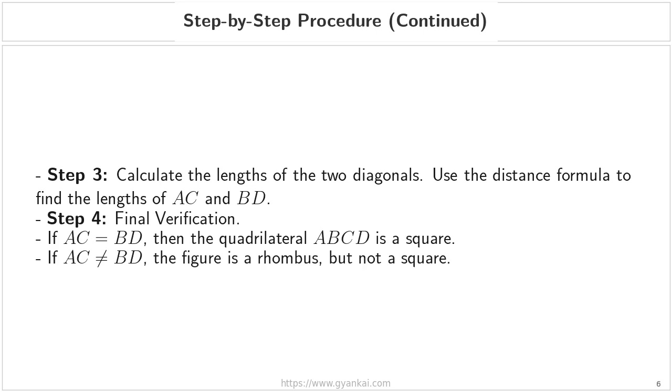Finally, in step 4, we perform our final verification to reach a conclusion. This is where we distinguish a square from a rhombus. If you find that the length of AC is equal to the length of BD, then you have successfully proven that the quadrilateral ABCD is a square. However, if you find that AC does not equal BD, then you have only proven that the figure is a rhombus, but not a square. Keep this distinction in mind, as it is a very important step in our logical proof.